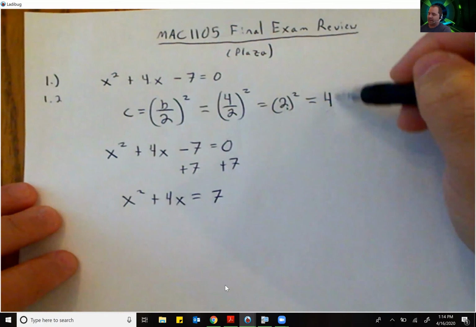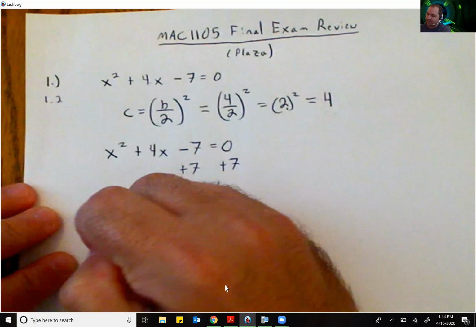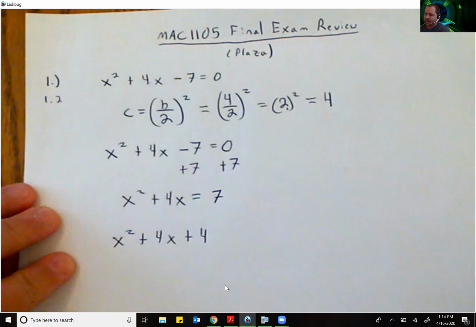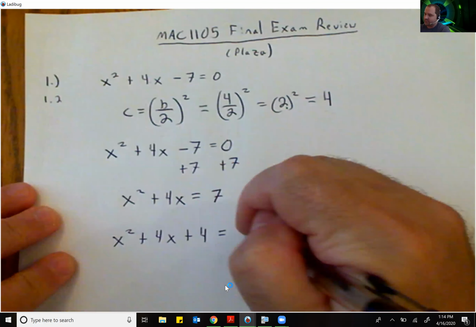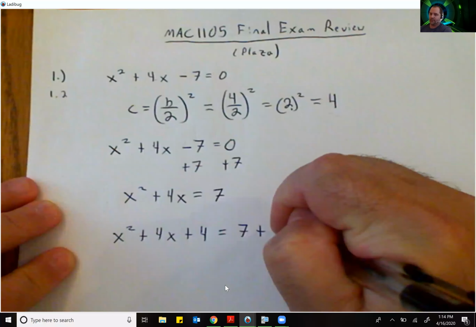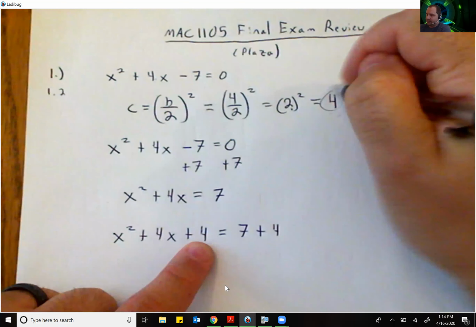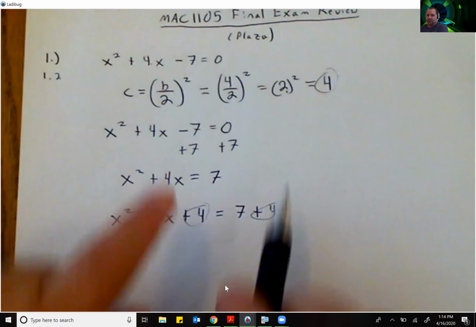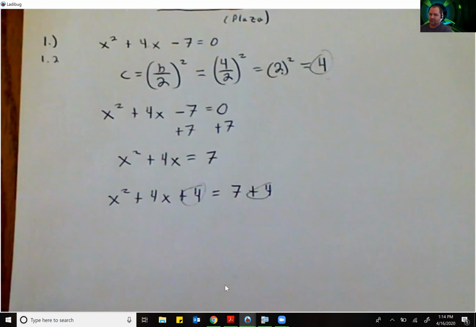What we're going to do is add that to both sides. So we're going to have x squared plus 4x plus 4. I added that number. And on the other side, I'm going to have 7 plus 4. See, I added it to both sides. That's our number. We took this and added it because it keeps it balanced. Remember, an equation has to stay balanced. So this side right here is now factorable. And if you wanted to, you can factor it, but you don't have to.